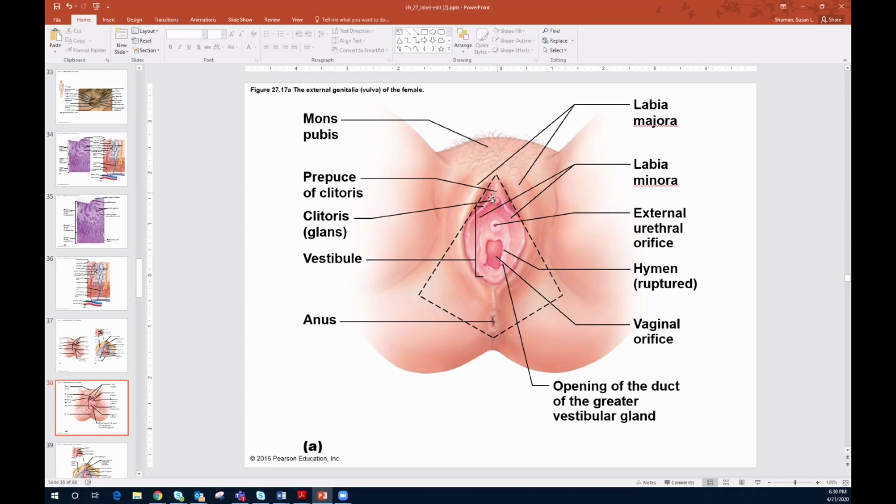What do you think the clitoris is homologous to? Its name tells. Glans penis. Glans penis. There we go. Here's where you've got the corpus spongiosum. Okay. All right. So ready to make a guy?